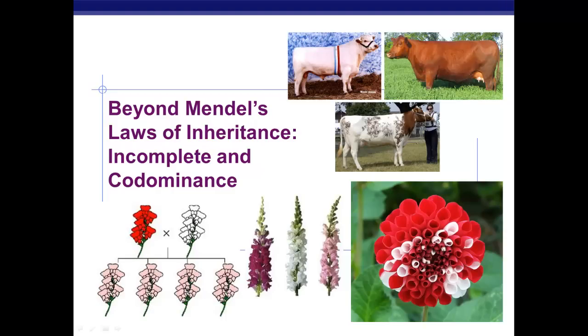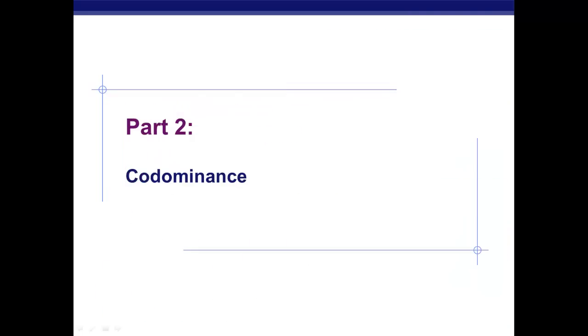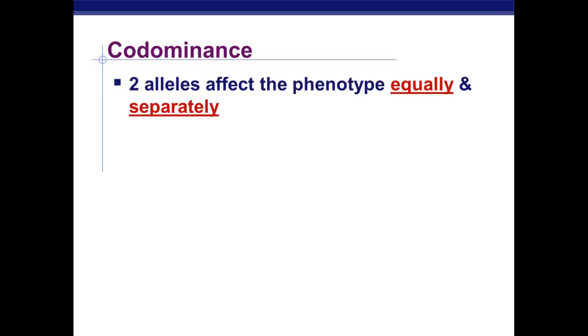Welcome to our talk about Beyond Mendel's Laws of Inheritance, Incomplete Dominance and Codominance. This is part 2, Codominance. Now, codominance is a bit different. Incomplete dominance had them blending. Codominance means that two traits show up at the same time, separately.